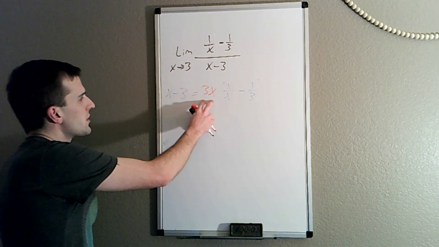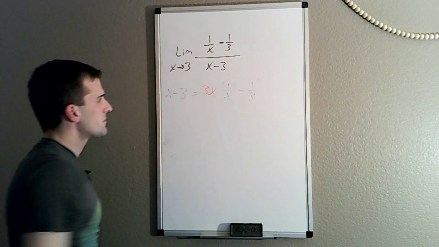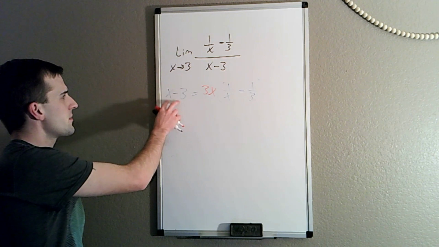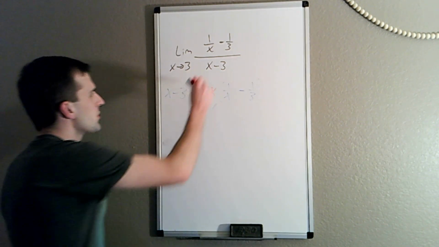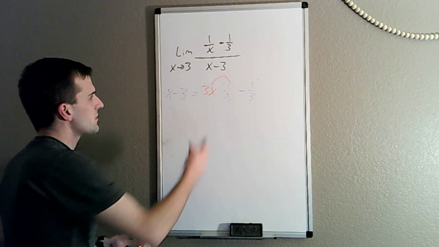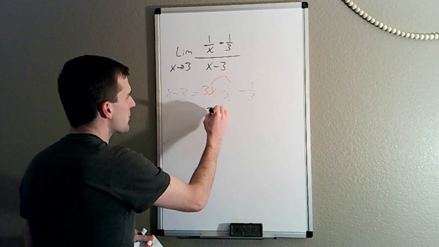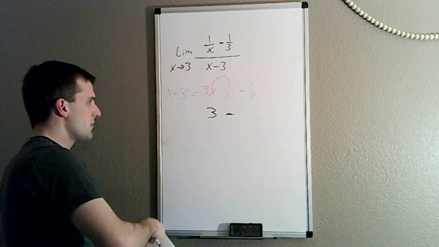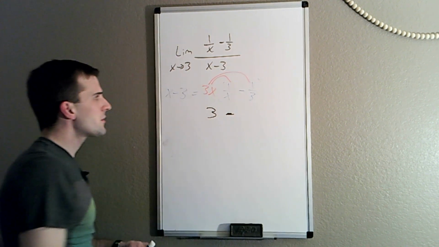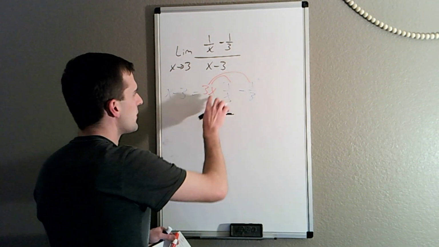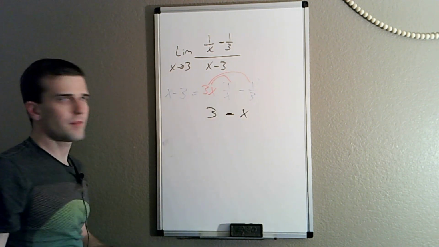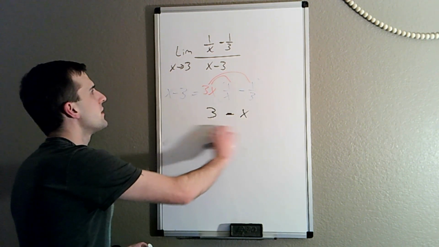And in doing so, we can split these into two components and see if we get the same thing here. So multiply 3x by 1 over x, and we get just 3 because the x's cancel out. If we multiply 3x by negative 1/3, we get x because the 3's cancel out. And that's the same thing that we started with.